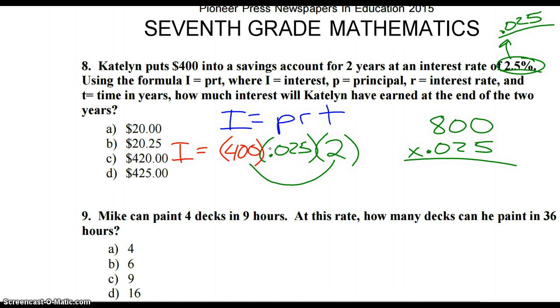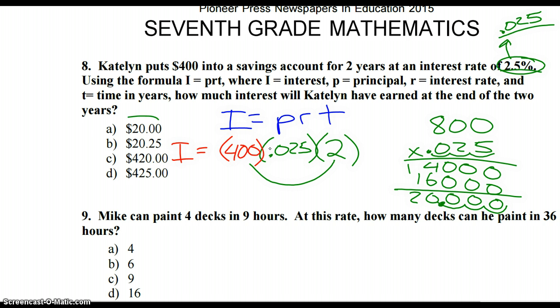Since I don't have my calculator here, I'll do it this way. 40, and then add a 0 there, 0, 0, and then 2 times 8, I get 16. Alright, so we're going to add these together. 10. Okay, and we're going to move the decimal 3 spots. 1, 2, 3. So $20, it looks like, in interest you will earn. Not much. Those savings accounts don't get you much for interest.